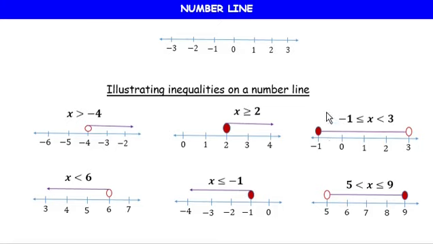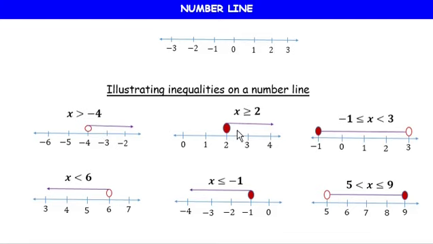Now let's look at these two other illustrations of inequalities on a number line. There are times that you will be given a specific range, a lower limit and an upper limit. With the ones that we've done so far, for these four, you can't really tell the limit.